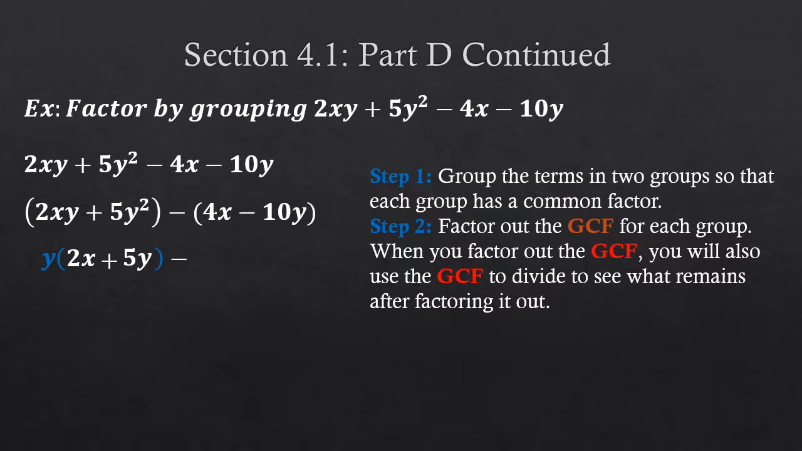What would be the GCF for the last two? That would be 2. No x's and no y's. They do not have enough in common for us to take out any x's or y's. So if I factor out the 2, what remains? 2x minus, but actually it is plus 5y.